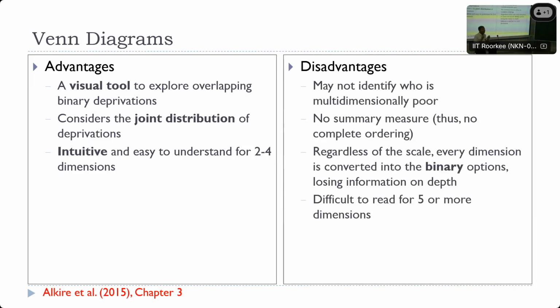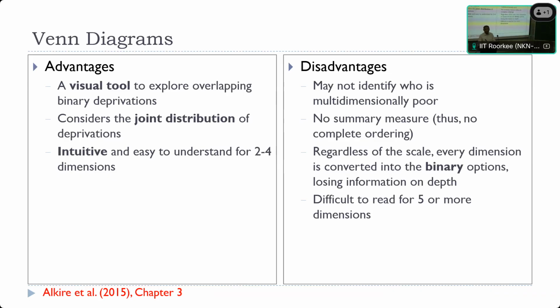Again, it may not give you a clear message. It will show you how many people are overlapping and so on, but not necessarily who exactly is deprived in three, or who is deprived in two of those. Generally, there are no summary measures. So you get the picture, a good idea, but then where should the targeting go? How many people should we reduce? They don't have a complete summary measure.